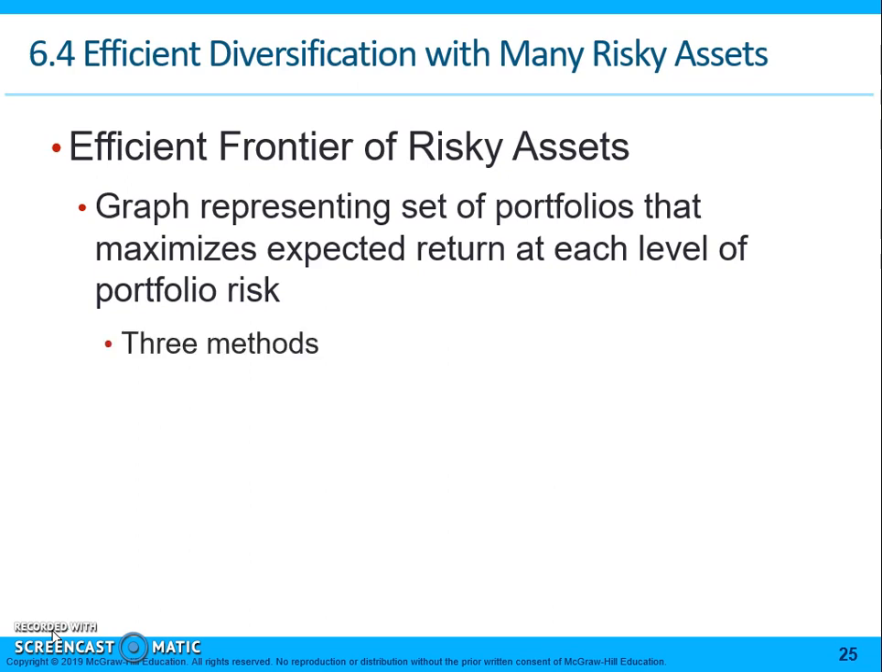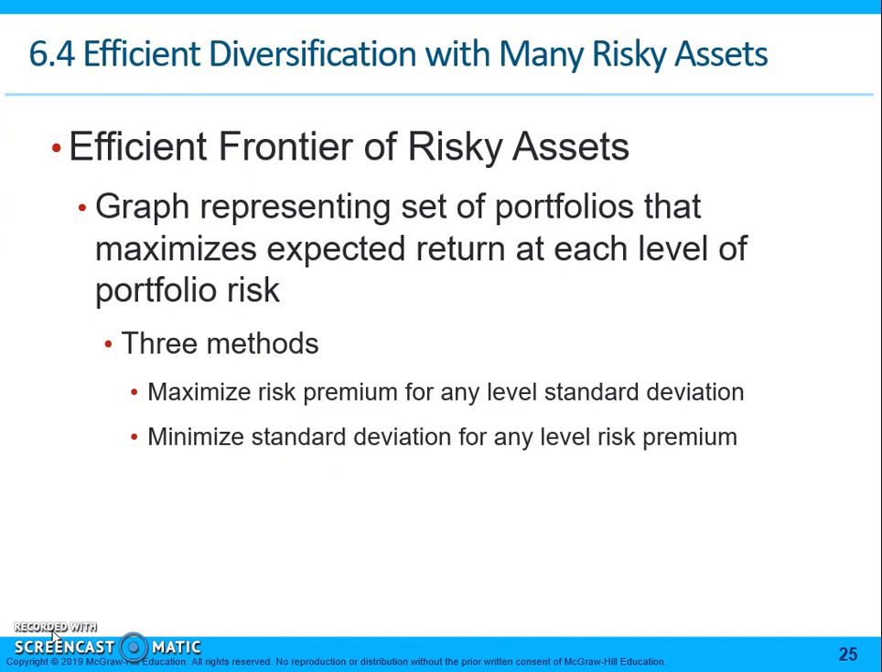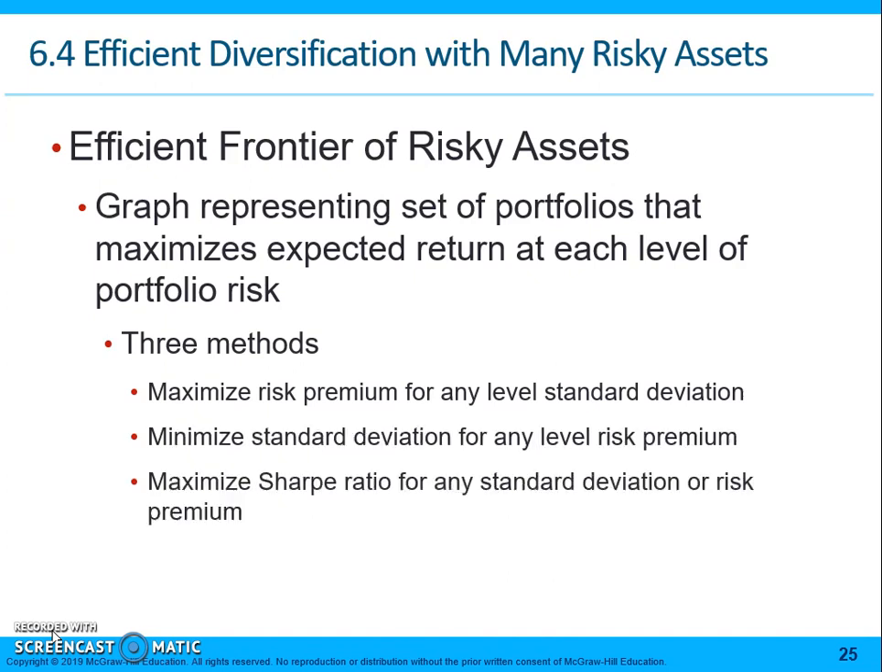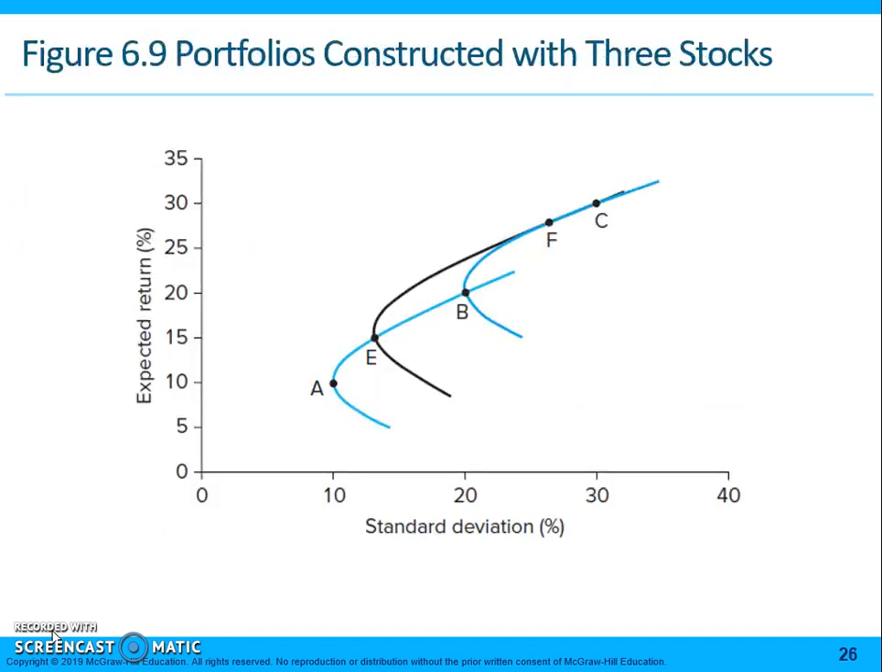So we have three methods to calculate it. We can maximize the risk premium for any level of standard deviation, minimize the standard deviation for any level of risk premium. We can also maximize the Sharpe ratio for any standard deviation or risk premium.